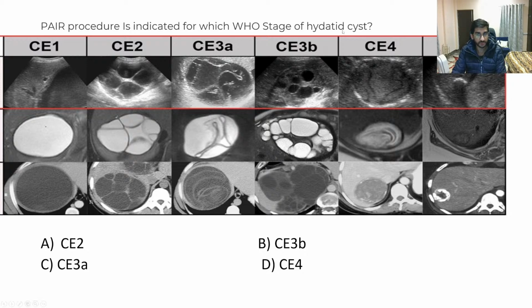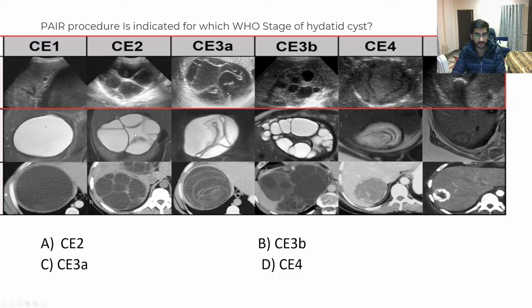So this procedure is indicated in the CE1 stage, where there is a simple cyst like in this case, and in CE3A where you see this water lily sign. It is not done in CE2 or CE3B, where there are multiseptated multiple daughter cysts, because you need to inject separately into each of these daughter cysts. You need to perform PAIR for each cyst. So there are numerous cysts, so PAIR is not done in such cases.